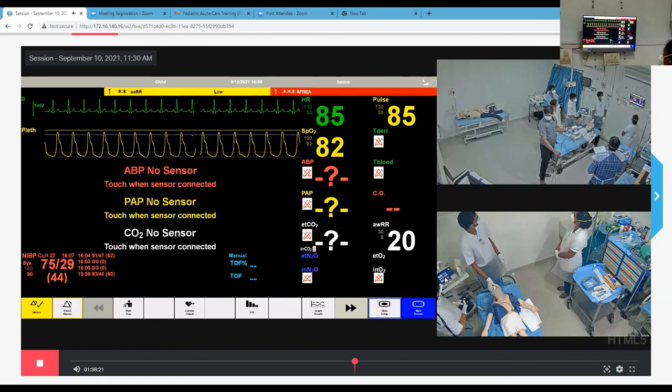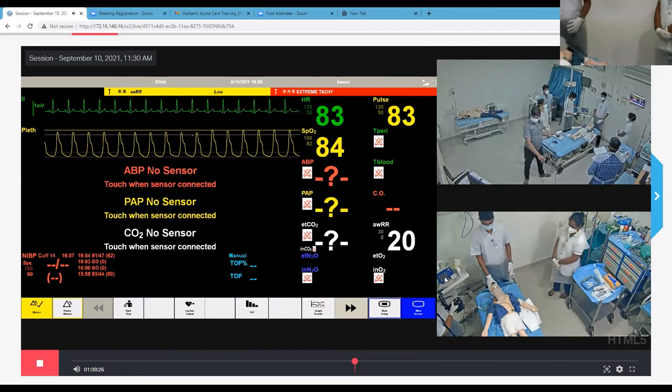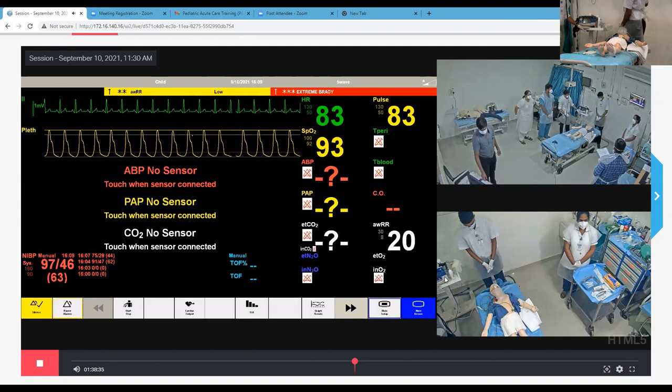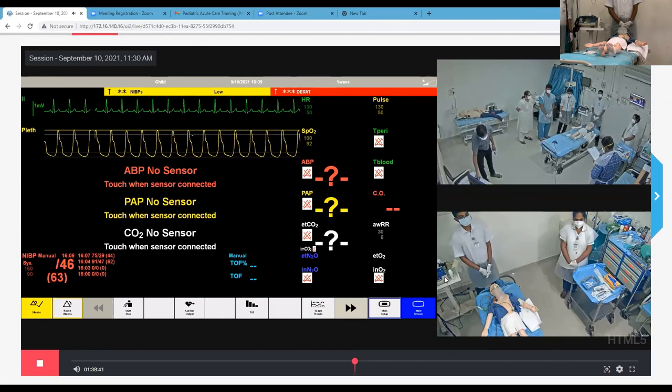Thank you so much. Thank you, Dr. Vandana. It was nice seeing you and your team doing a good job, with good team dynamics, as well as the effective management of the child with supraventricular tachycardia.